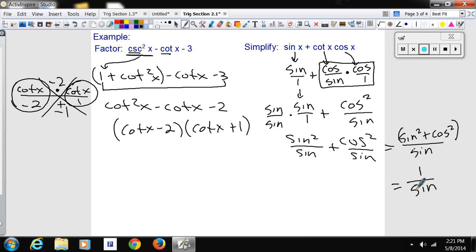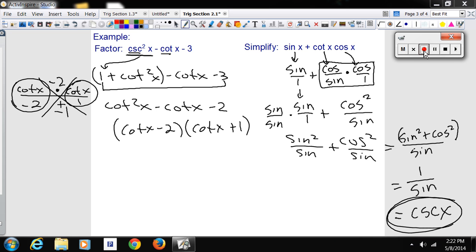That's a lot smaller than the sine squared plus cosine squared. And 1 over sine, we actually can change that too. What's 1 over sine? Cosecant. So that whole thing simplifies all the way down to cosecant. I know it's a lot of work, but it does work. All the way down to cosecant.